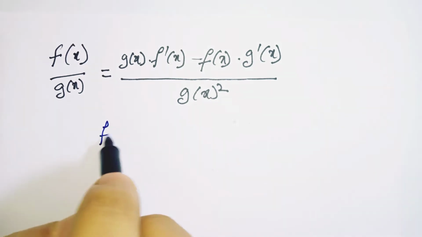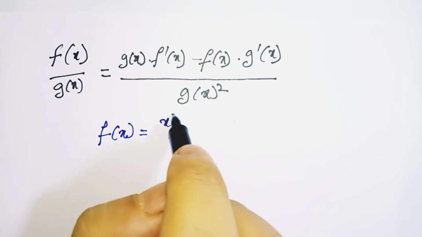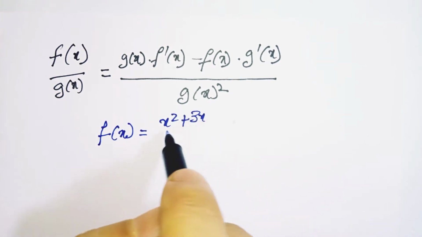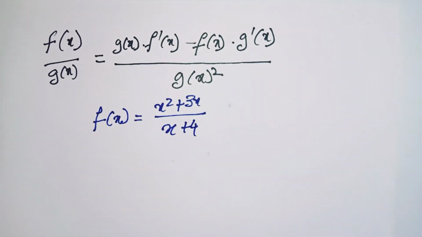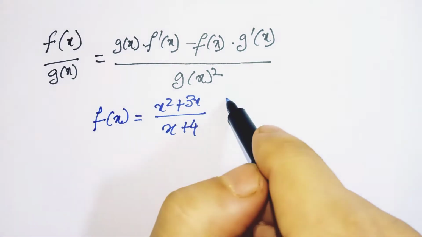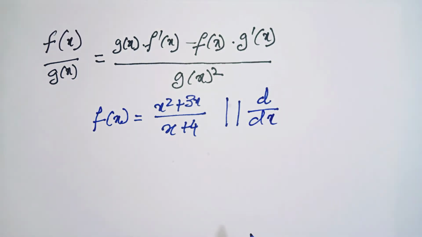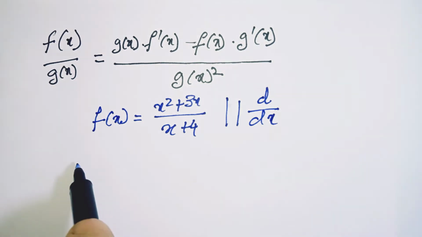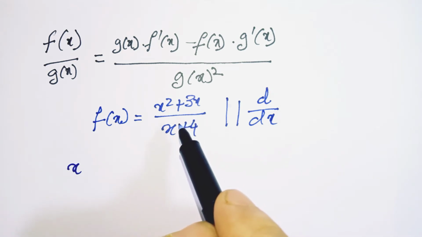So let me cite an example of how things would work out. If we get a function like f of x equal to x squared plus 3x, whole divided by x plus 4. Say for example, we would like to differentiate using the quotient rule. In this case, I will use the term d by dx, because we have been discussing that. So if I take the d by dx of this, x plus 4 would be the first term.